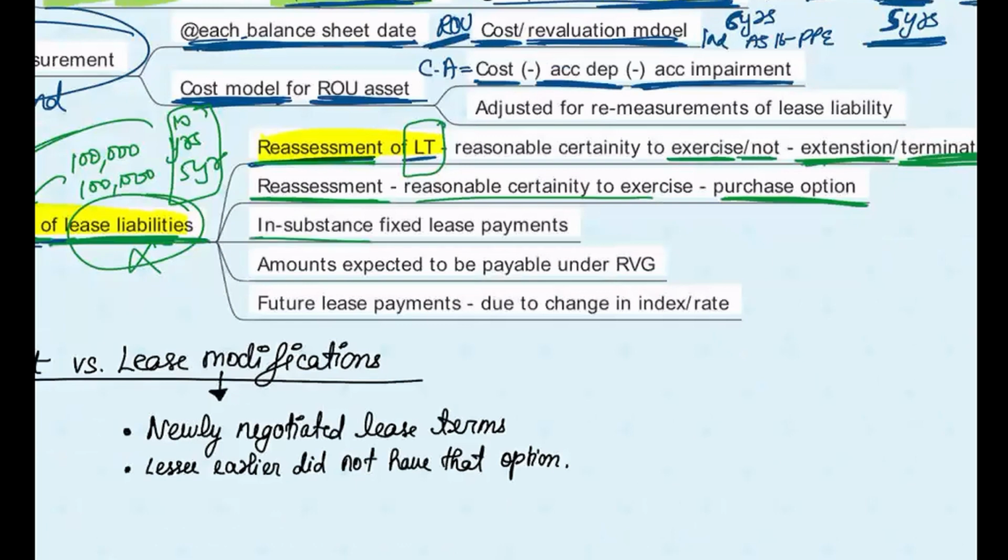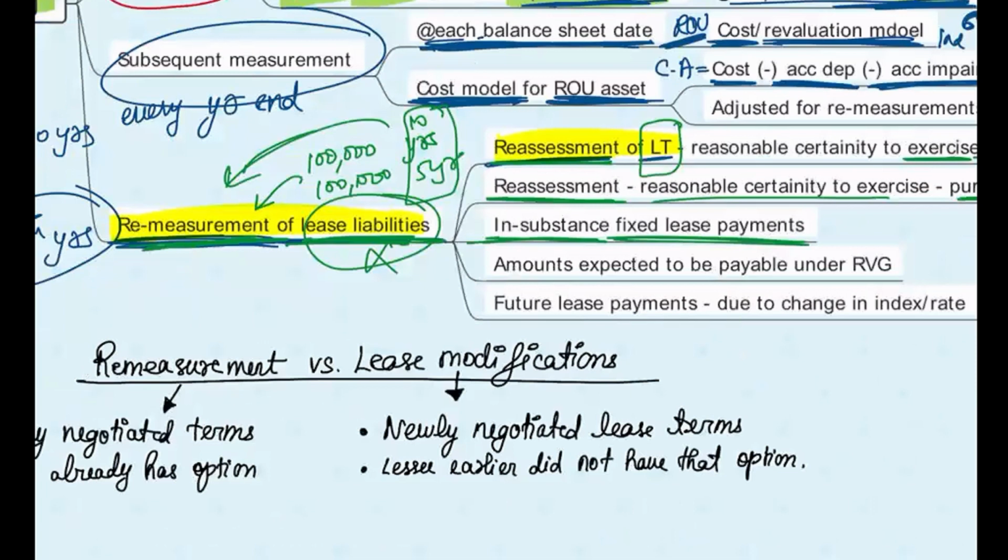Then because of in-substance fixed lease payments also, you might have to remeasure the lease liability. So suppose what might happen is that after 2 to 3 years, your lease payment could have increased by 2,500 or increased by 5,000. So if something like this is happening in in-substance fixed lease payments, or there is some change, maybe because of an index or maybe because of a rate, then if future lease payments change due to index or rate, and the present value of these payments is changing, then in such a case it will be known as remeasurement of lease liability.